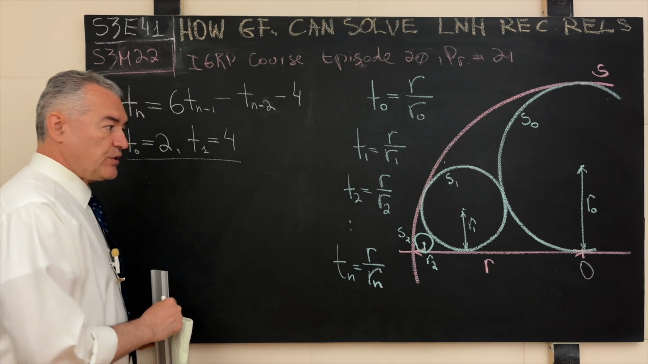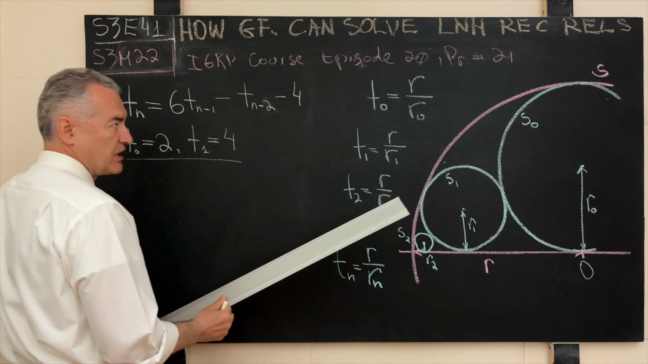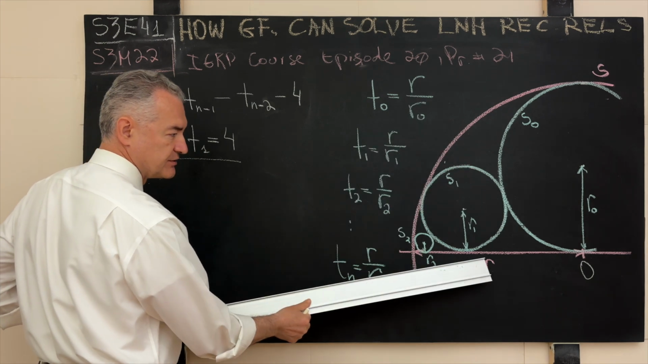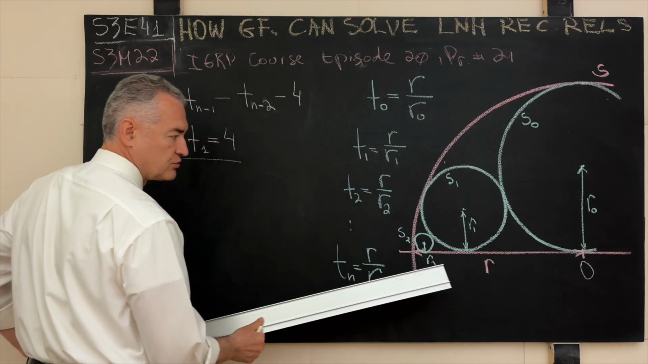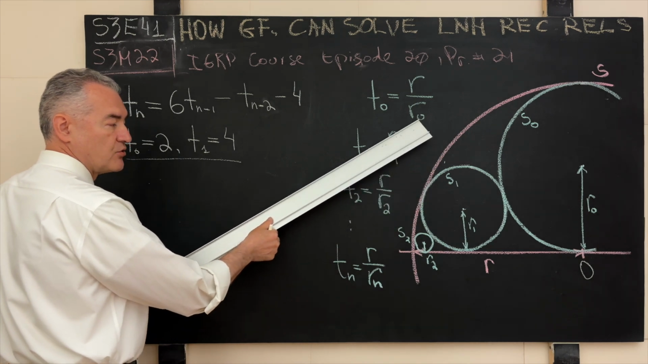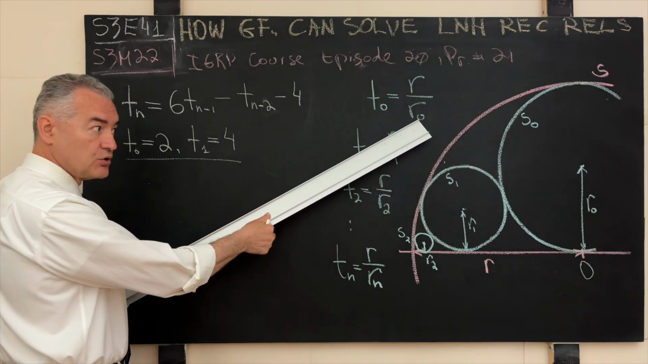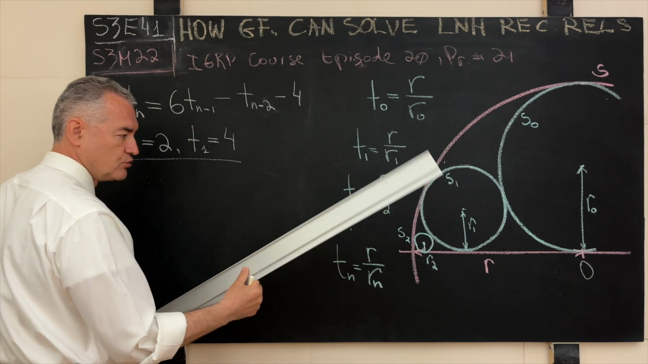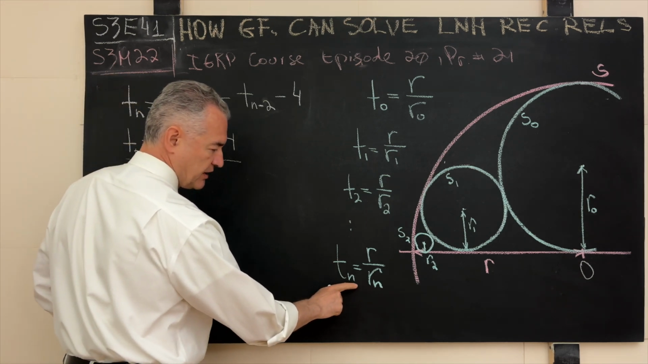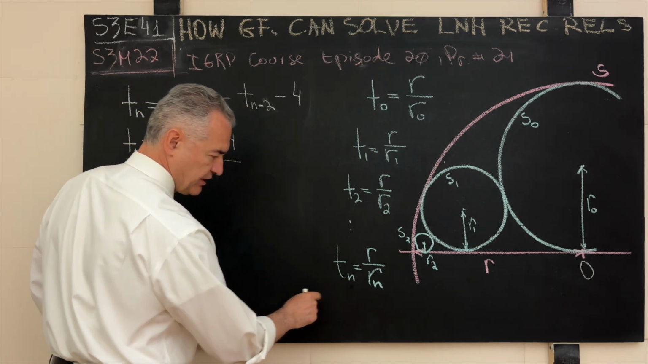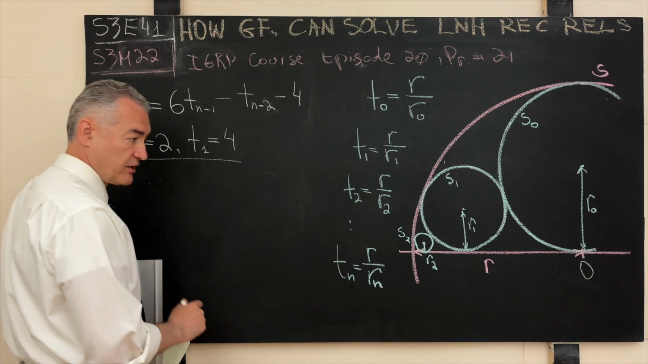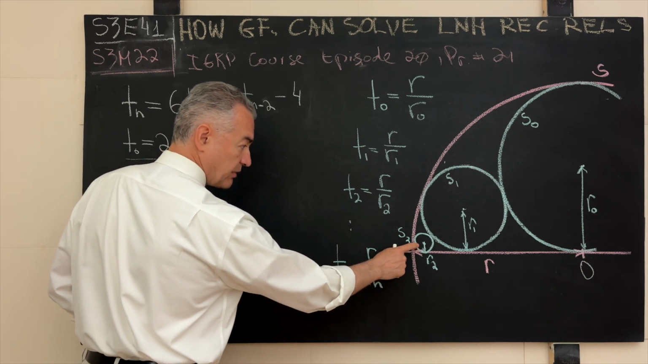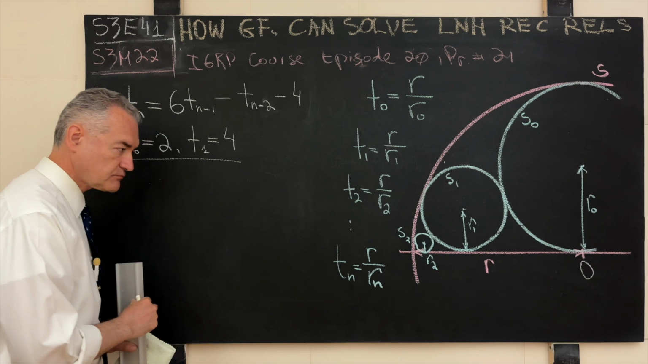And we define the numbers Tn as follows: as the ratio of the length of the radius of the generating semicircle R, this is the radius right here, from here to here, to the length of the radius of the corresponding inscribed blue circle, R0, R1, R2, and so on. In general, for any n greater than or equal to 0, the number Tn is defined as the ratio of the length of the radius of the generating semicircle and the length of the radius of the correspondingly inscribed circle.